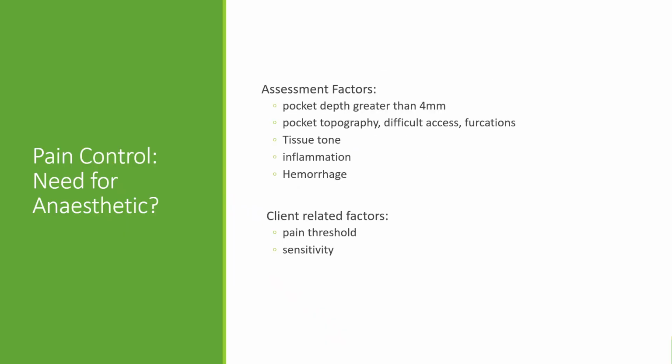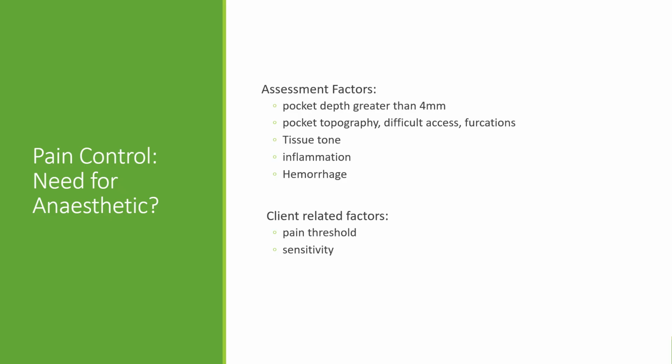Other things we're looking at when we're going to decide if we need to use anesthetic with the client, we're looking at pocket depths. Do they have pocket depths greater than 4 millimeters? Are we having to really extend? We're at 6-7 millimeters. We're down there quite far. What are the pockets like? Is it difficult access to it? Are there furcations? What's the tissue tone? Generally, clients who have loose tissues and it's easy to get the instruments in are more comfortable.